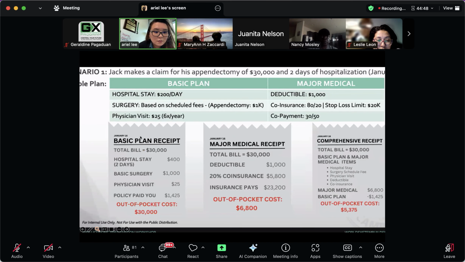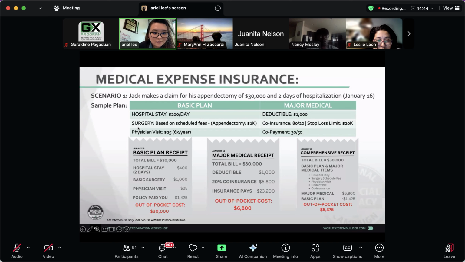So in the first receipt, the total bill is $30,000. The hospital stay costs $200 every day, and he stayed for 2 days, so the total hospital stay is $400. The surgery cost him $1,000. The doctor visit is $25. And the policy paid out to him $1,425. The total out-of-pocket cost is $30,000, because technically he hasn't satisfied anything yet, he hasn't paid anything.